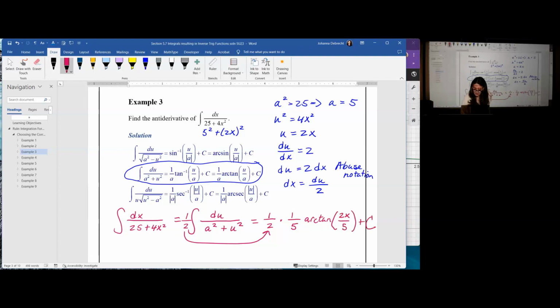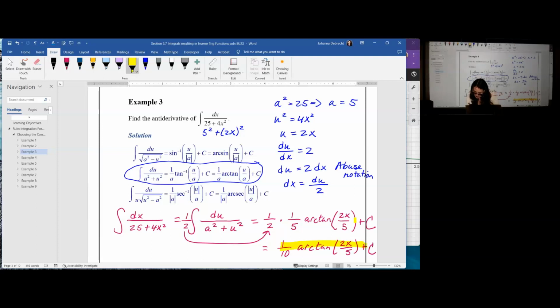Last, I add the constant of integration onto the end. Now, you probably do want to go ahead and multiply together the constants to get 1/10 the arctangent of 2x divided by 5 plus c. Remember that the 2x divided by 5 is inside the inverse tangent. It has to be evaluated first, then the inverse tangent. Don't try to factor something out of the argument to the trig function.